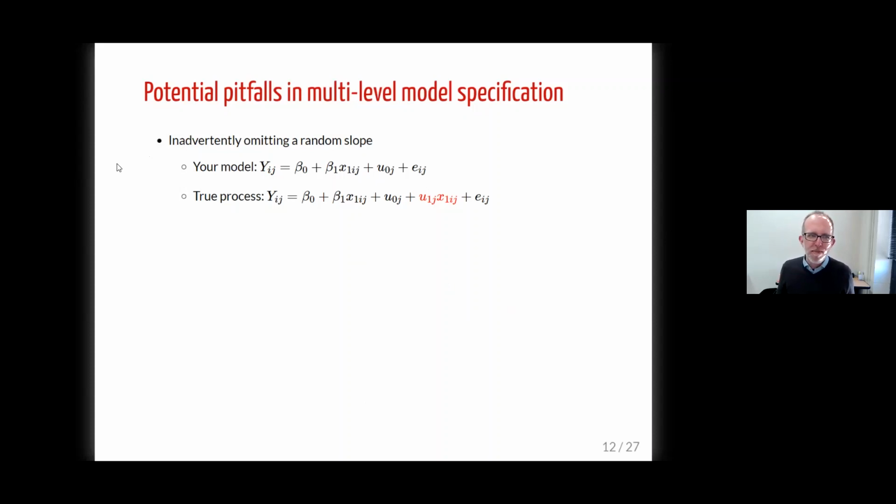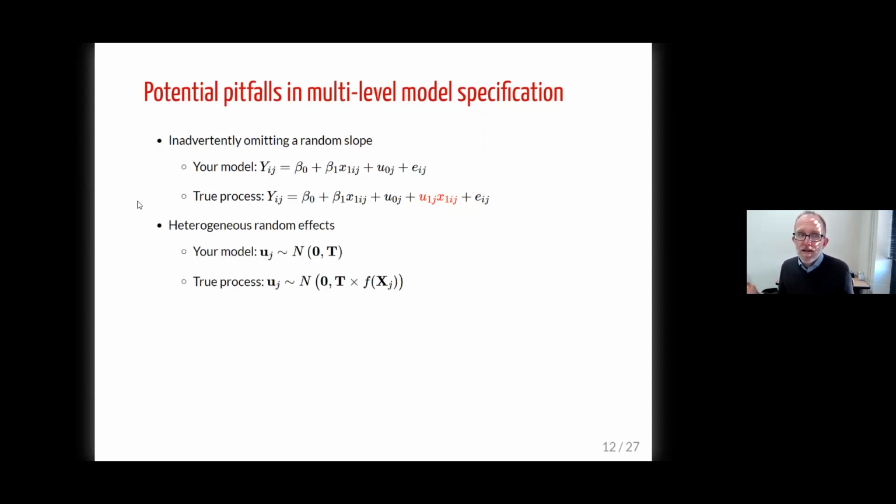So one thing you might be concerned about is that maybe you inadvertently omitted one of the random slopes from your model. Right? It's pretty typical when people do multi-level models to just use a random intercept specification, where just the intercept term has a random effect on it. But what if the true process has random slopes in it? Like one of the predictors should be varying from cluster to cluster. That means you've got an incorrect model specification, and you can no longer necessarily trust the standard errors for any of the coefficients in your model.